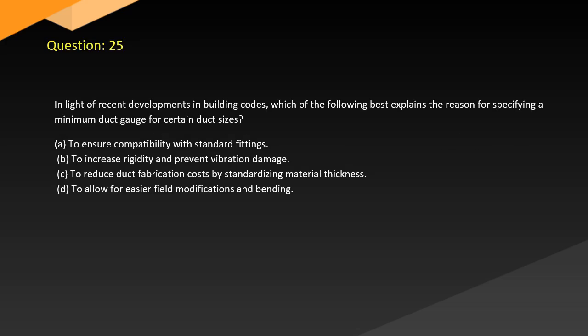Question 25. In light of recent developments in building codes, which of the following best explains the reason for specifying a minimum duct gauge for certain duct sizes? A, to ensure compatibility with standard fittings. B, to increase rigidity and prevent vibration damage. C, to reduce duct fabrication costs by standardizing material thickness. D, to allow for easier field modifications and bending.